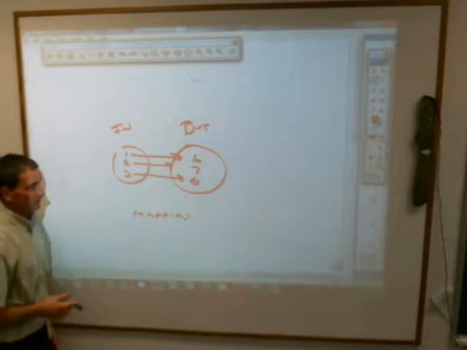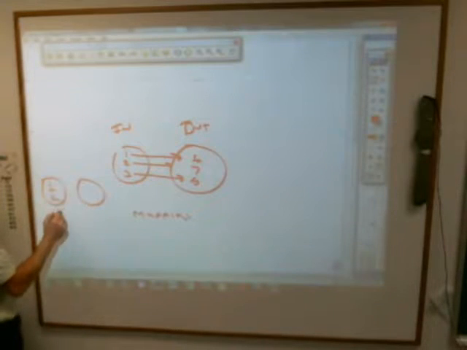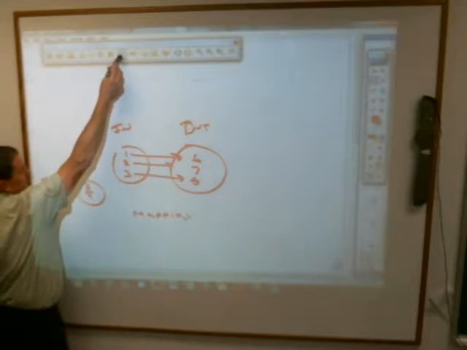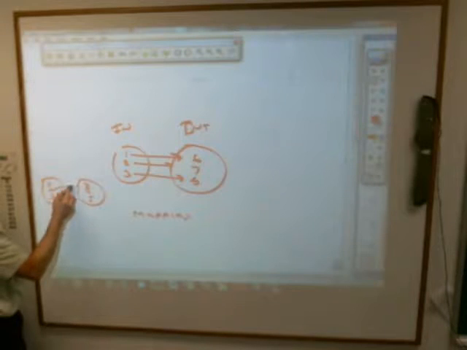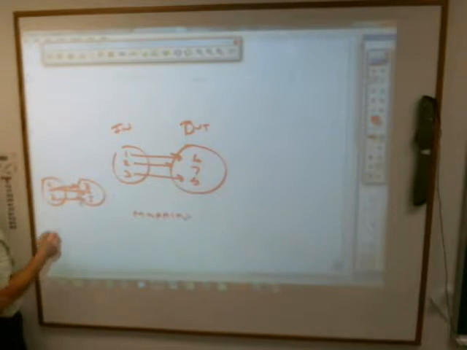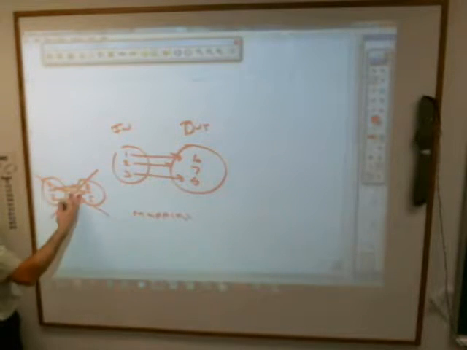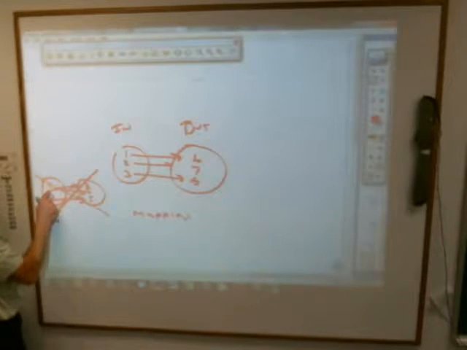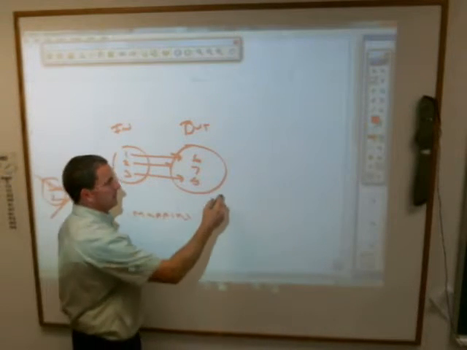Something that wouldn't be a function would look like this as a mapping. You might have 1 and 2, and then you have 3, 4, and 5. I don't know why I keep putting lines there. And if 1 did this, that is not a function. It's still a relation, because a relation just means they have pairs. But you can't have the same input number going to 2 different output numbers. It can work the other way around. This can happen.